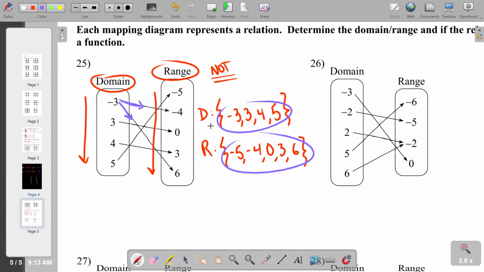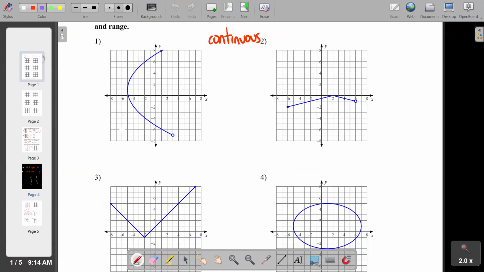We're good? Okay. Head back then to the beginning of the packet. There's no way around the fact that this is just a struggle.